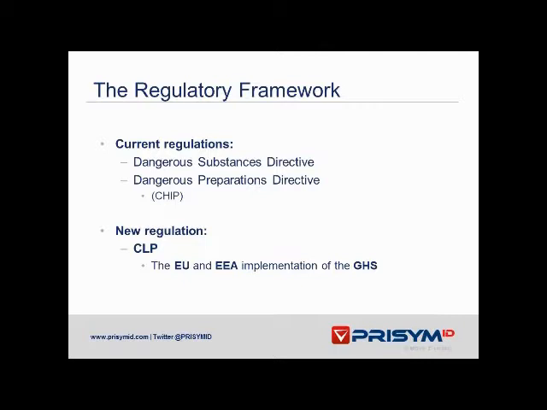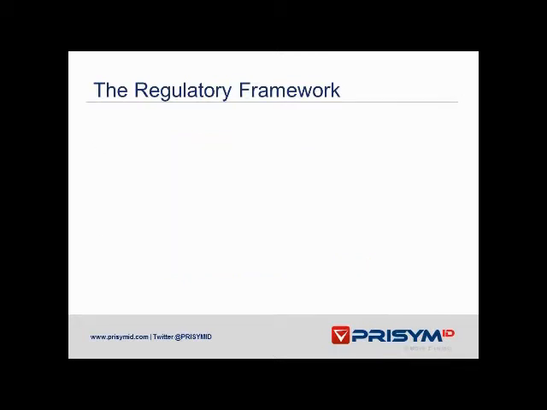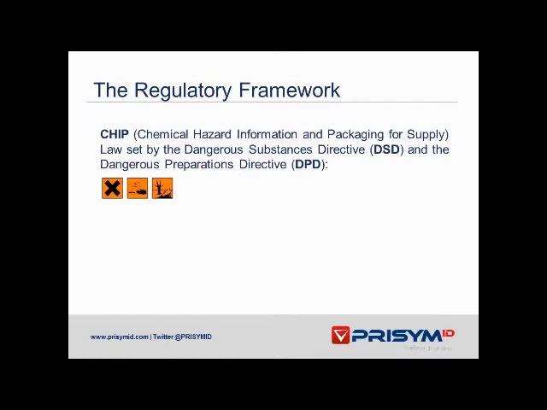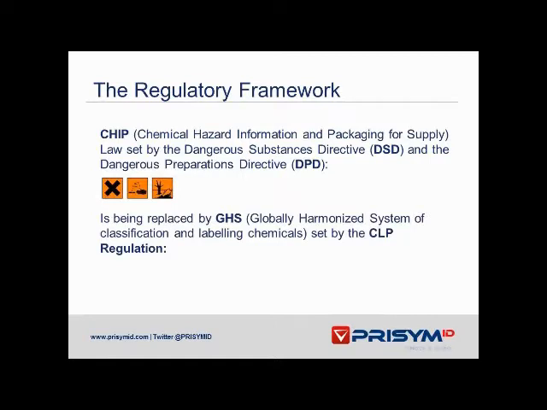So what's happening in the regulatory framework? CHIP, which is Chemical Hazard Information and Packaging for Supply law, set by the Dangerous Substances Directive, DSD, and the Dangerous Preparations Directive, DPD, is being replaced by GHS, Globally Harmonized System of Classification and Labelling Chemicals, set by the CLP regulation.